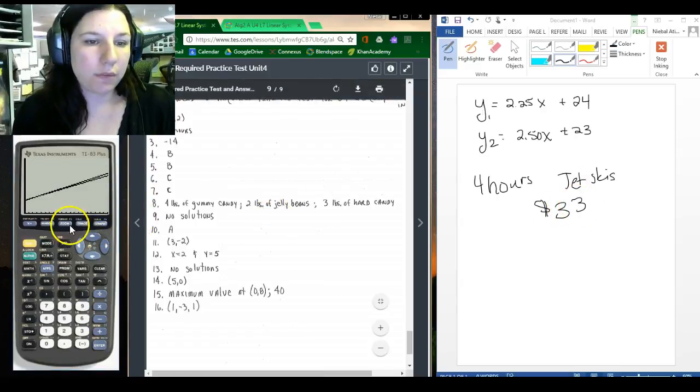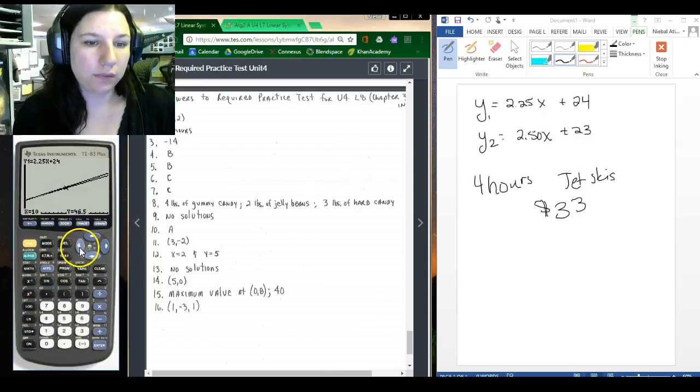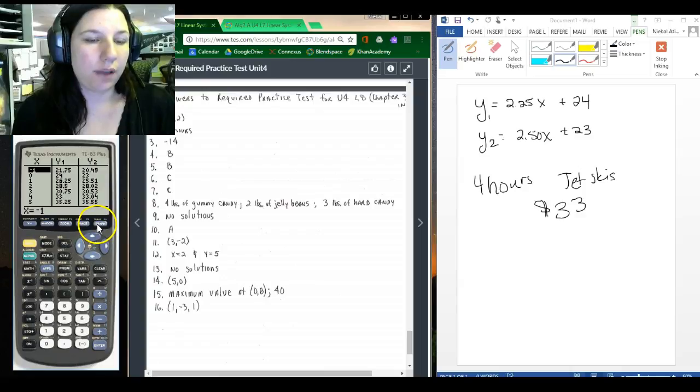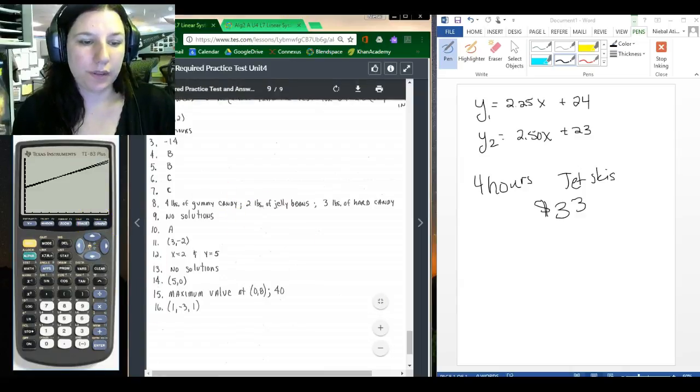And again, you could do it from the graph as well if you hit trace. If we zoom in a little bit, change the window, you could see a little bit better where they cross. So it's about X equals 4 and the cost, so 4 hours and $33. So you could take a look at the table or the graph to answer this question.